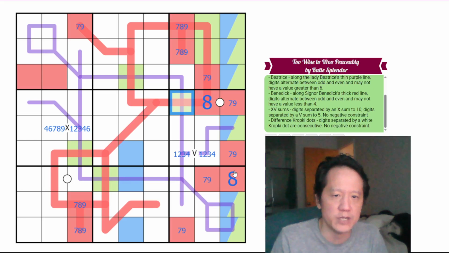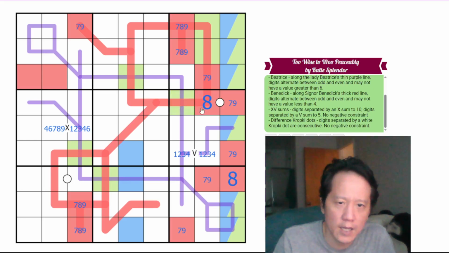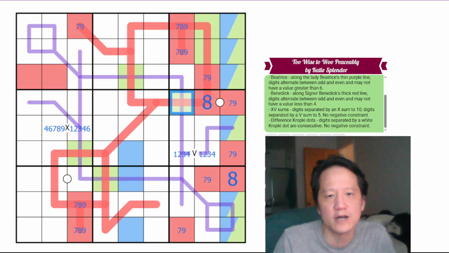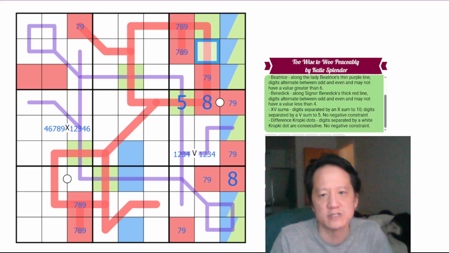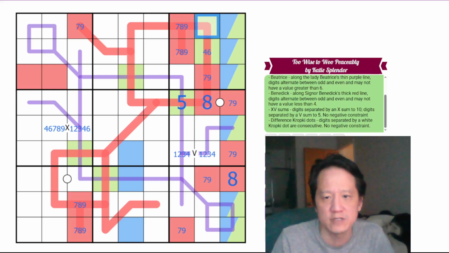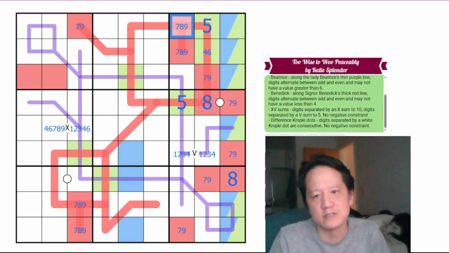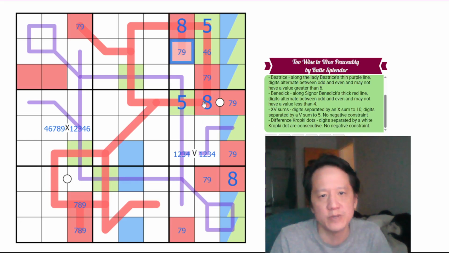This must be an odd digit because it's next to an even digit. And the only odd middle digit is 5. So this is 5. This is odd, which makes this even. So this is 4 and 6, which makes this odd. This is 5, which makes this even. So this is 8. This cannot be 8 here.